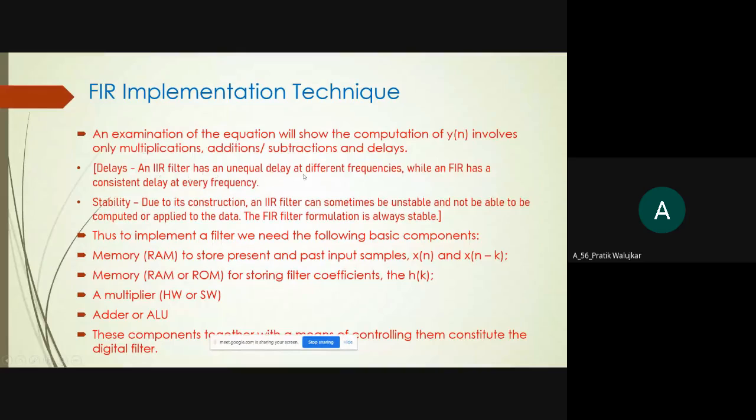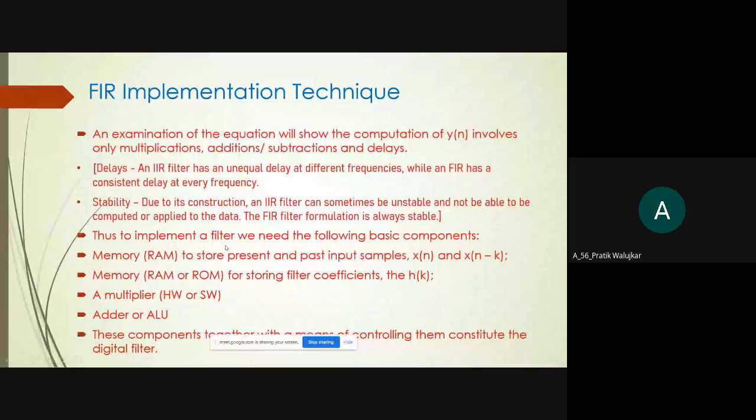Delays. An IIR filter has an unequal delay at different frequencies, while an FIR has a consistent delay at every frequency. For stability, due to its construction, an IIR filter can sometimes be unstable and not be able to be applied to the data. The FIR filter formulation is always stable. We studied that in the last comparison table.